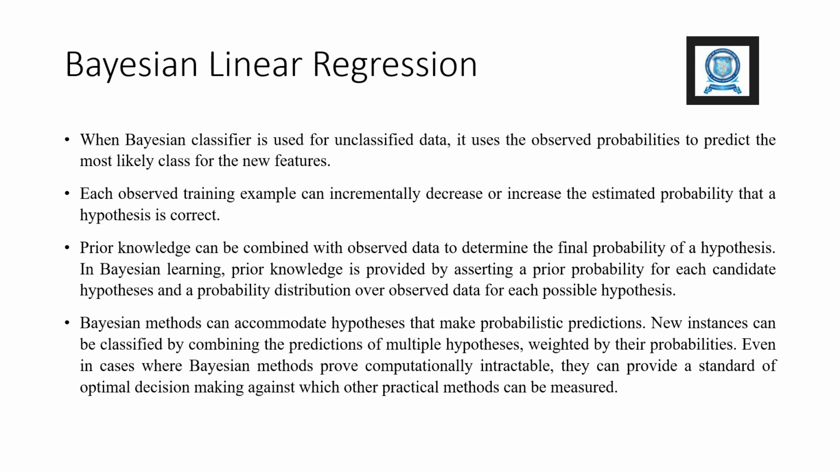Bayesian methods can accommodate hypotheses that make probabilistic predictions. New instances can be classified by combining the predictions of multiple hypotheses weighted by their probabilities. Even in cases where Bayesian methods prove computationally intractable, they can provide a standard of optimal decision making against which other practical methods can be measured.